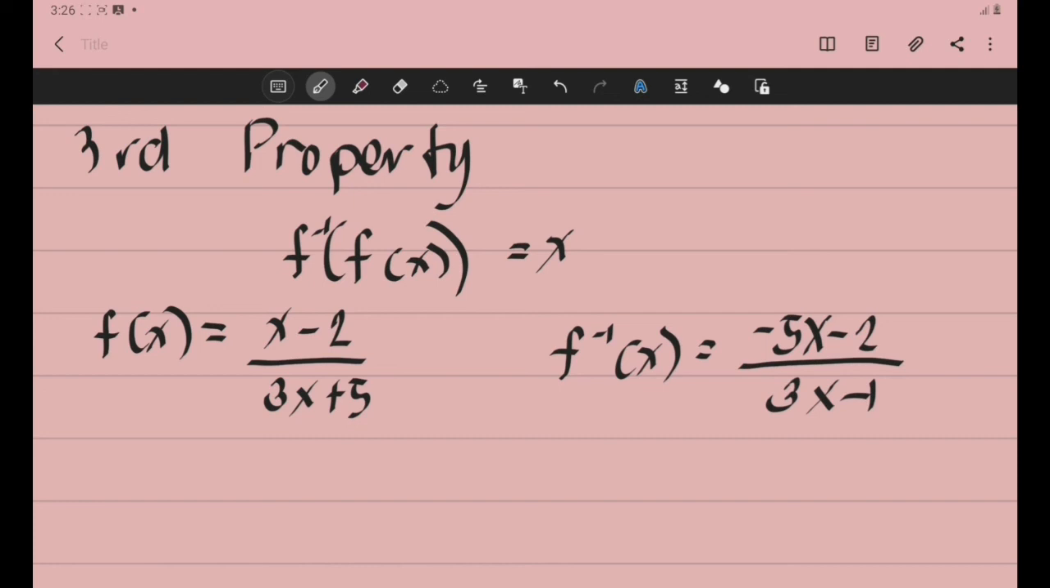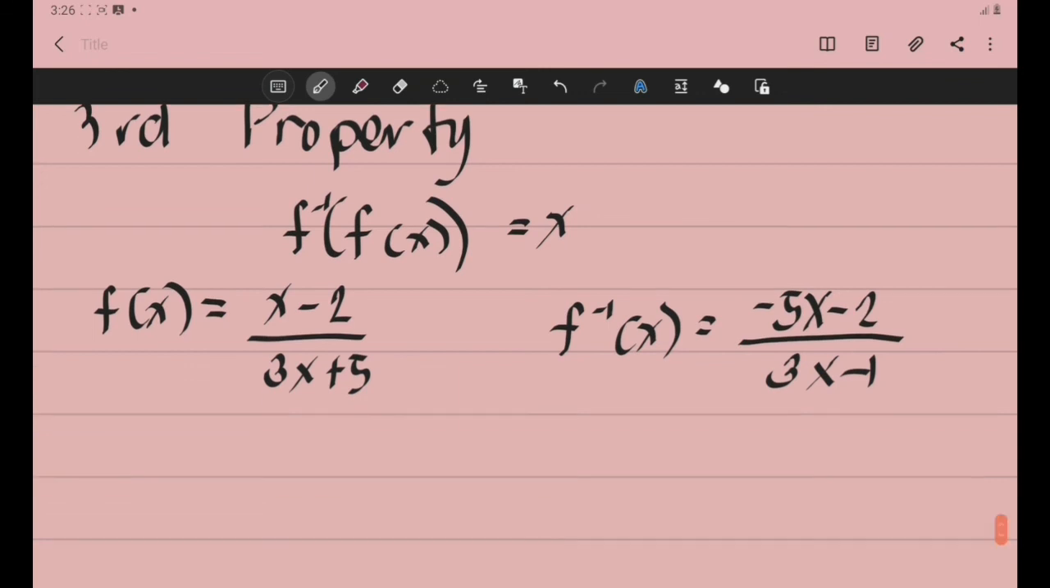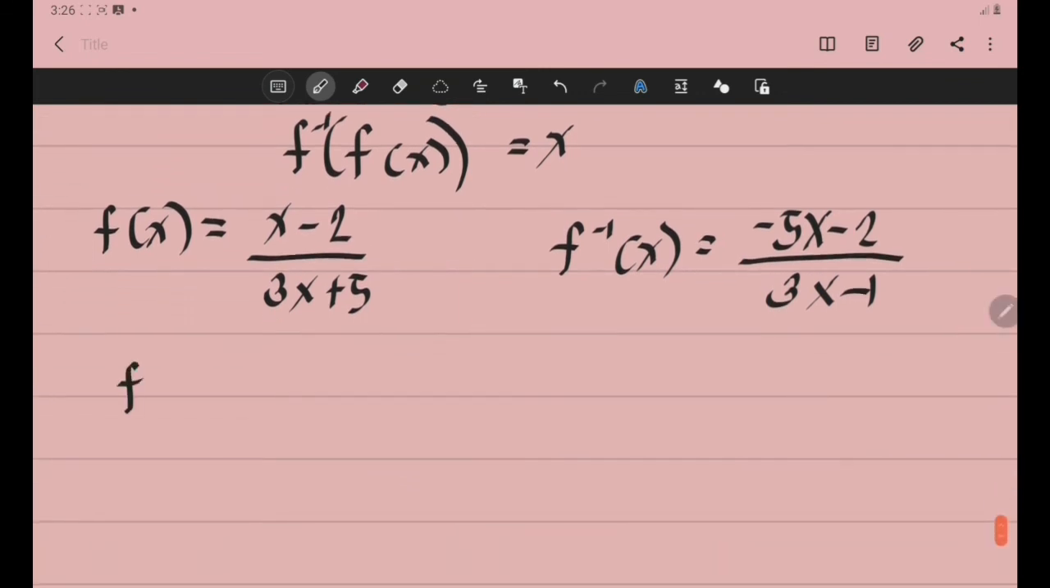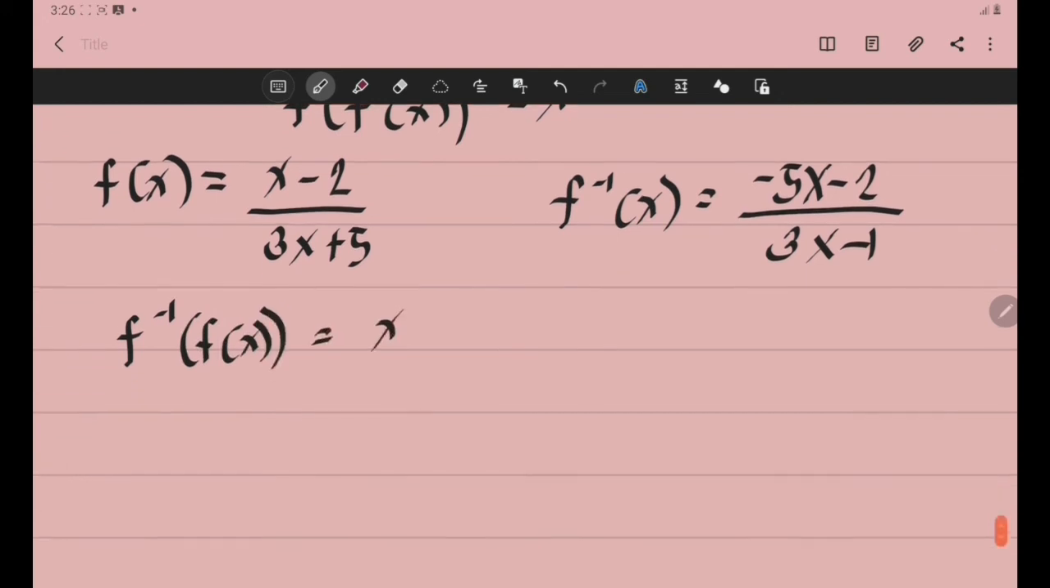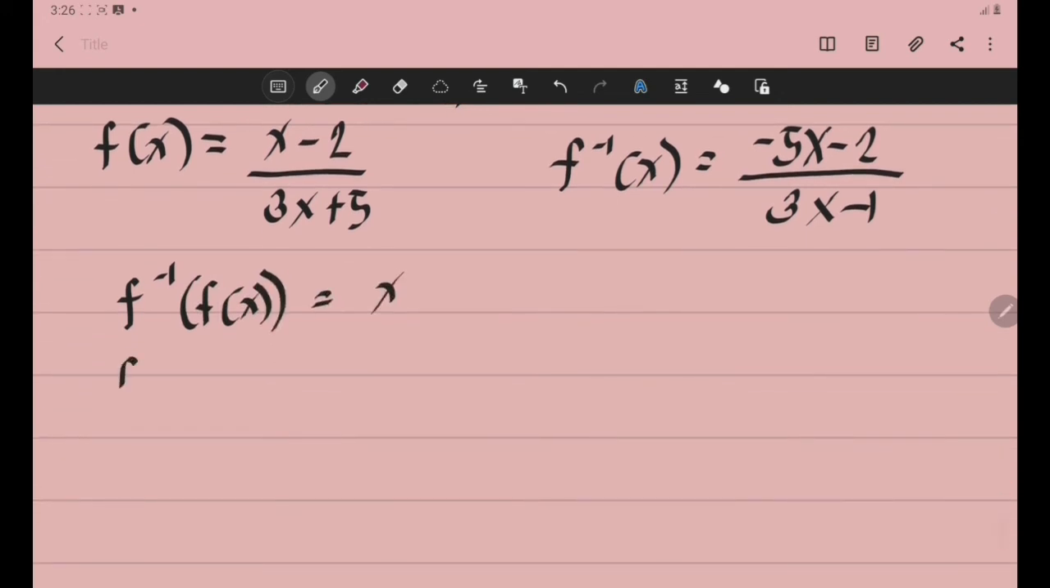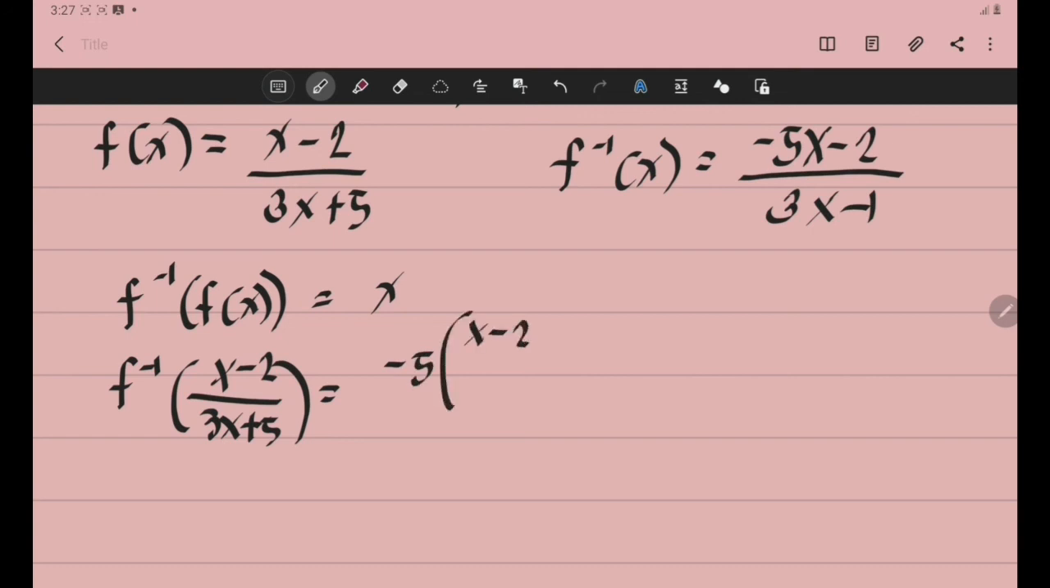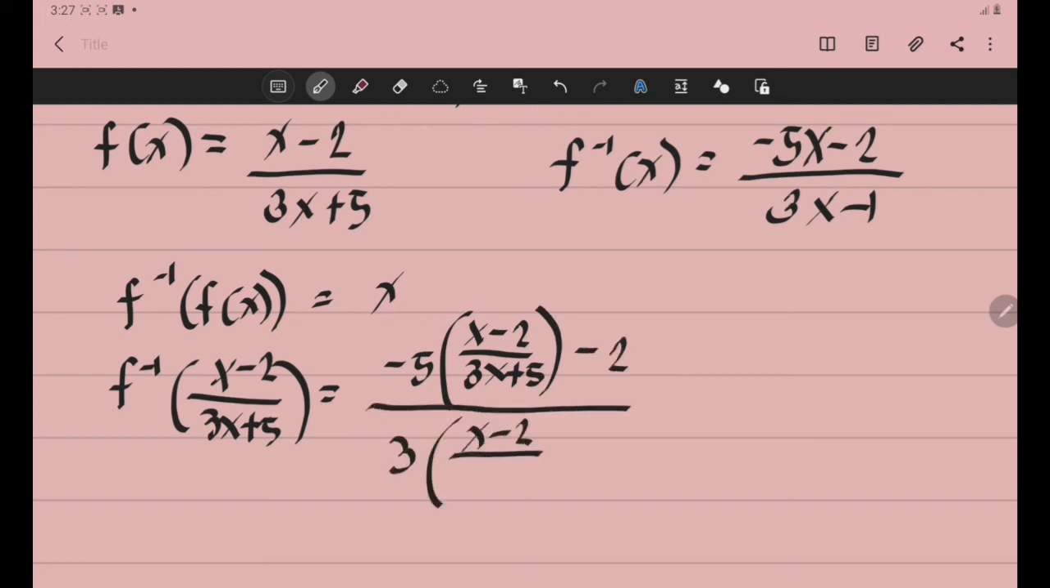If f inverse of f of x is equals to x. So again, sulat nyo muna yung original function at yung inverse. So this time, ang input naman natin ay yung original function. I-input natin siya dun sa ating inverse function. Okay. So ang original function natin ay si x minus 2 all over 3x plus 5. Siya naman yung i-input natin sa lahat ng x dun sa f inverse of x. So that is why ito ang magiging solution natin.